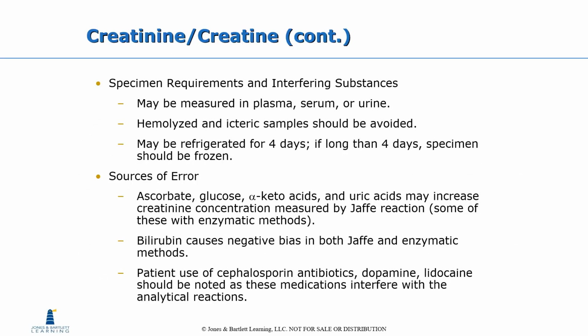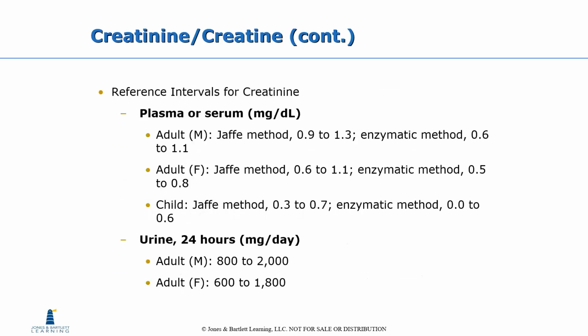So it may be measured in plasma, serum, or urine. Hemolyzed and icteric samples should be avoided. May be refrigerated for 4 days. If longer than 4 days, the specimen should be frozen. Sources of error are listed below. Bilirubin causes negative bias in both Jaffe and enzymatic reactions. The patient's use of certain types of drugs should also be noted. And then here are some reference intervals for plasma or serum creatinine, and then in the urine.